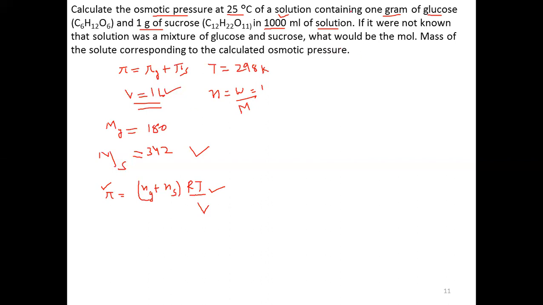Next, he says if it were not known that the solution was a mixture of glucose and sucrose, what would be the molecular mass of the solute corresponding to the calculated osmotic pressure? In simple words, calculate the molecular weight of a solute whose osmotic pressure is this much. We have done so many numericals related to this. Please do it by yourself. If you did not get the answer, you can leave it in the comment section. I will explain it to you, but please try to do it by yourself.